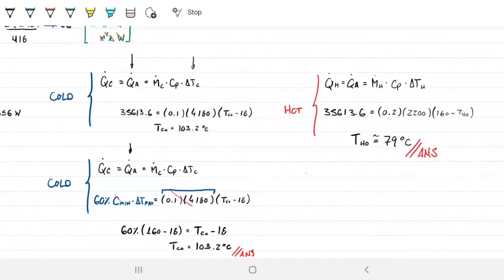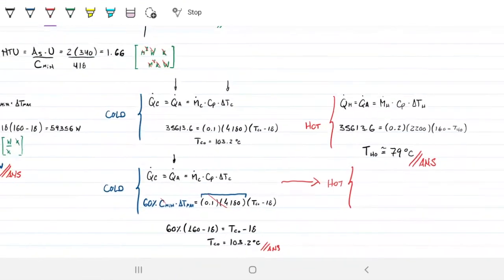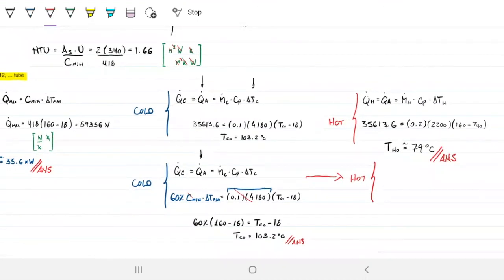Now you can do the same thing here. Analogous to this, you can do this for the hot if you wish. I'll leave that for you guys. It also has to render 79, obviously. Questions from your end?